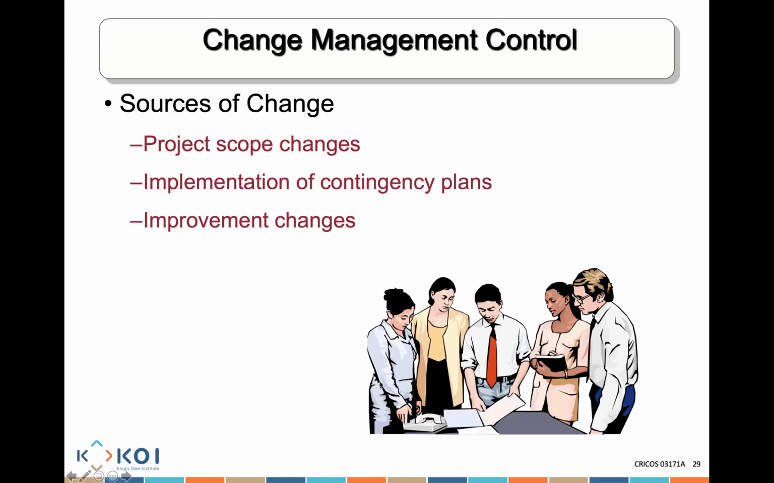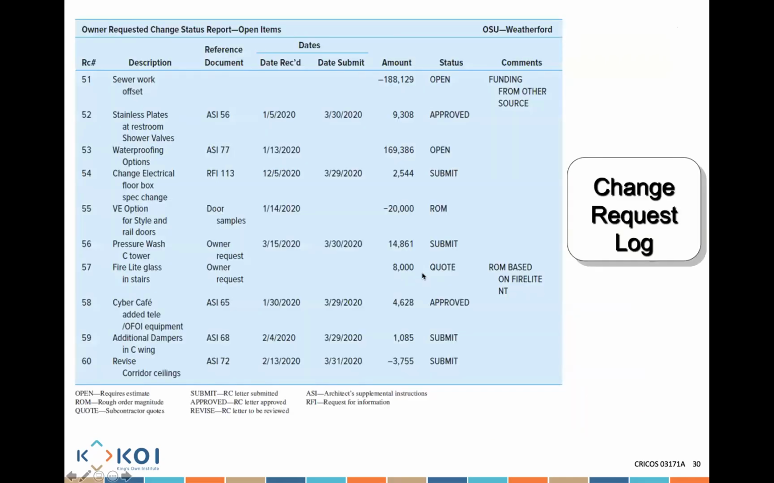Sometimes changes are the result of improvements that we are able to incorporate at any particular point of time. Whenever there's a change, we need to track all of these changes. We need to know the description, reference number, date received, date submitted, the amount of money we potentially need for that change, the status of that change, and any other appropriate comments. But we need to track every change within the organization, because if we don't, that change might be implemented and no one has any idea about it.